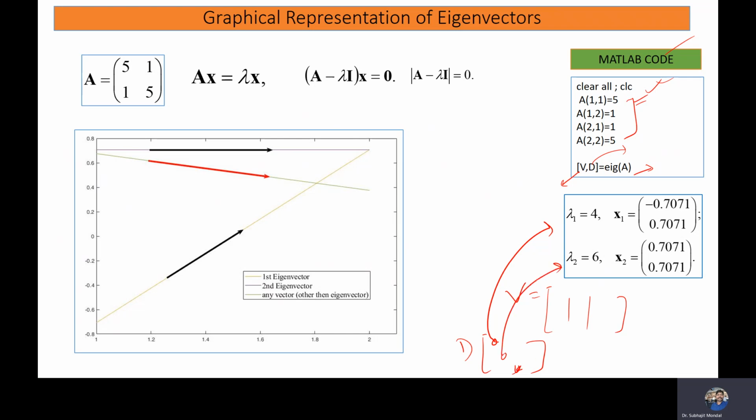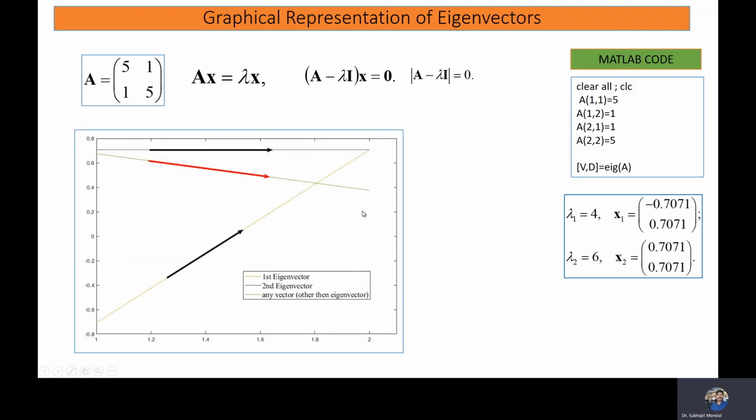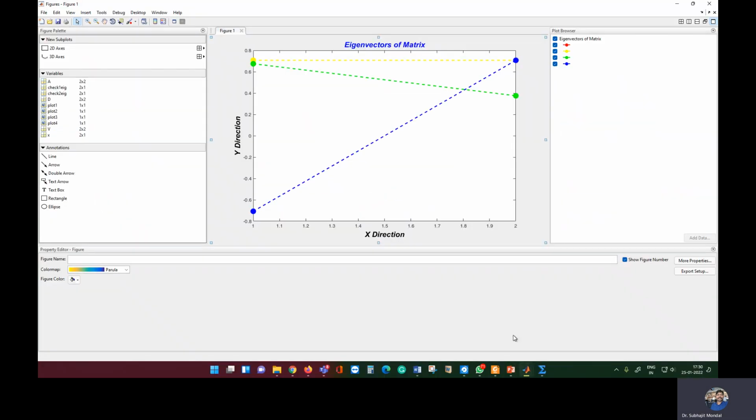If you have more degrees of freedom, that is, if the size of the matrix is larger, in that case you will get more eigenvalues. So here we have learned how we can get that solution in Matlab, and you can also see how we can get it.